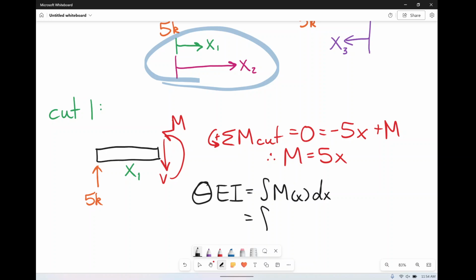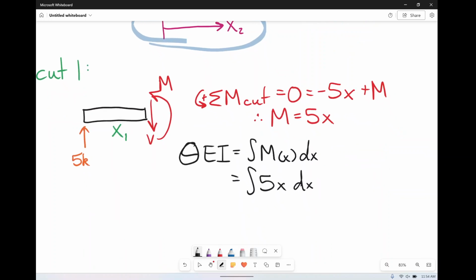So again, that's going to be the integral of 5x dx. And when you take an integral, it's going to be 5 divided by 2x squared plus the constant of integration. Yes, that's what we need to solve for. So that is, of course, theta EI. I'm going to call it theta 1 because this is our cut 1.